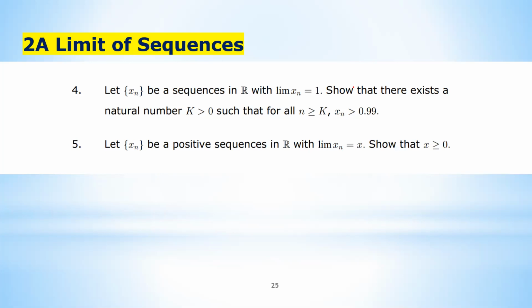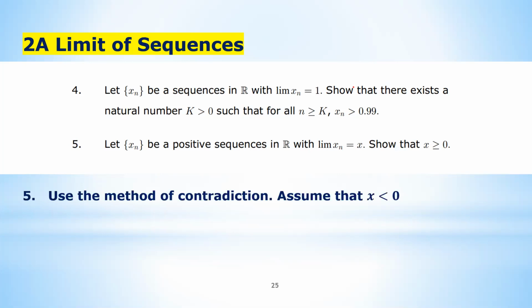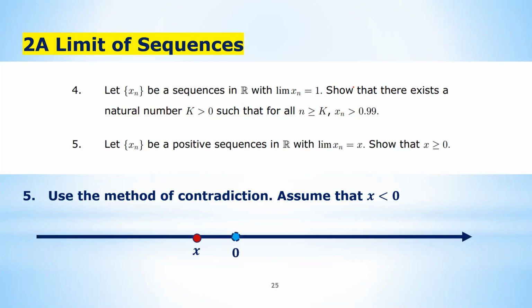How can you do that? In this case, it's convenient, and recommended, to use the method of contradiction. You assume that x is less than 0 and try to get a contradiction. I can continue with a graph. So that's the situation: 0 is there, and we assume x is on the left side, strictly less than 0. Then you want to get a contradiction.